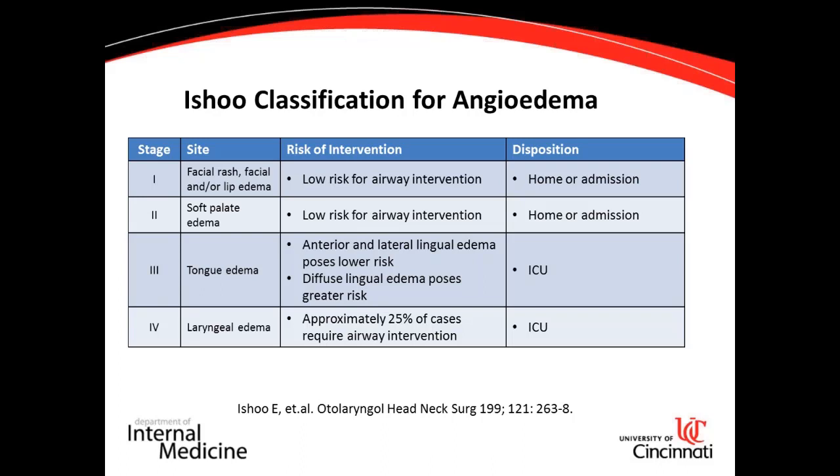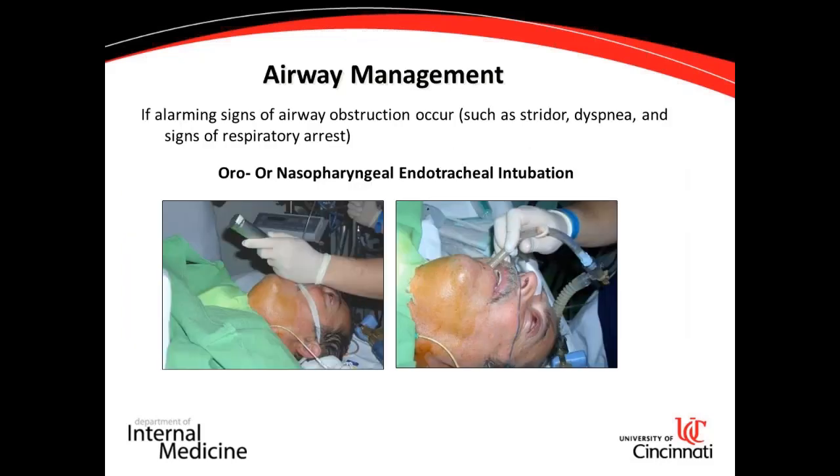But a patient with stage 3 has tongue edema. They may have anterior lateral lingual edema, which poses low risk, but they might also have diffuse lingual edema, which poses greater risk, and these patients should be admitted to the intensive care unit. And then stage 4, which is very severe, where they have laryngeal edema, and 25% of these cases require intervention, and they end up in the ICU. So this is a classification system that's used by ED docs when they're looking at these patients in the emergency room. Again, if alarming symptoms of airway obstruction occur, stridor, dyspnea, signs of respiratory arrest, they should be intubated.